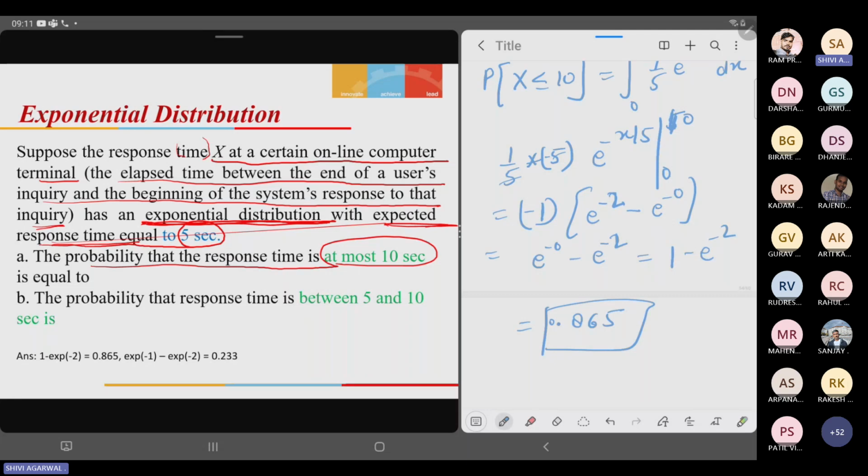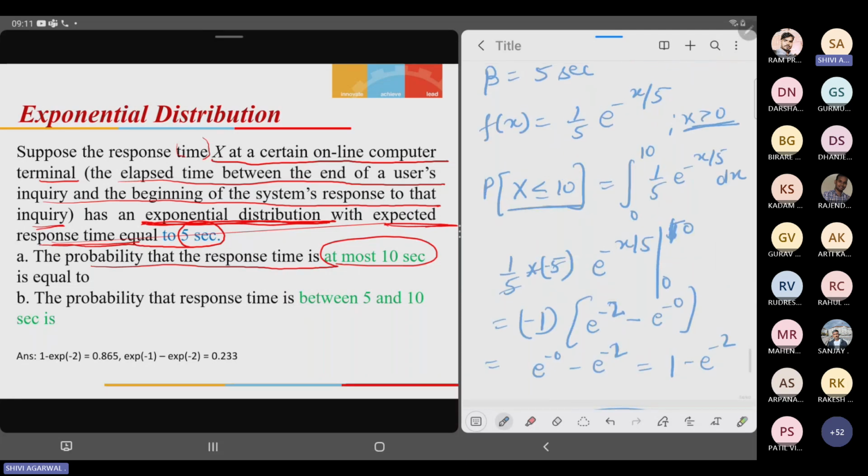Zero to 10, because it is what? Probability x is less than or equal to 10. That is 1 by 5 multiplied by 1 by 5. Why? We are doing the integration, so it is coming in the multiplication with a minus sign.